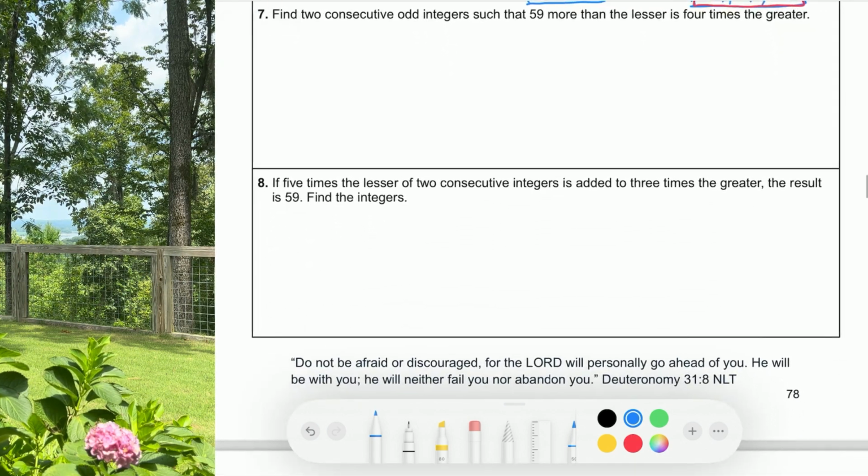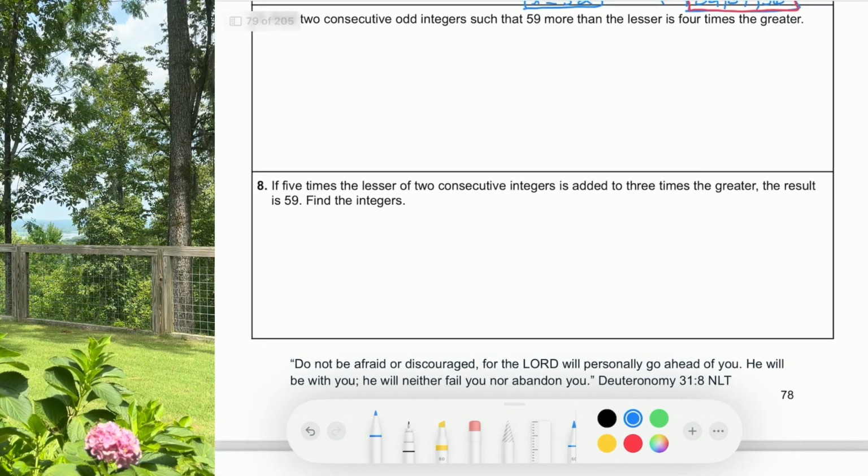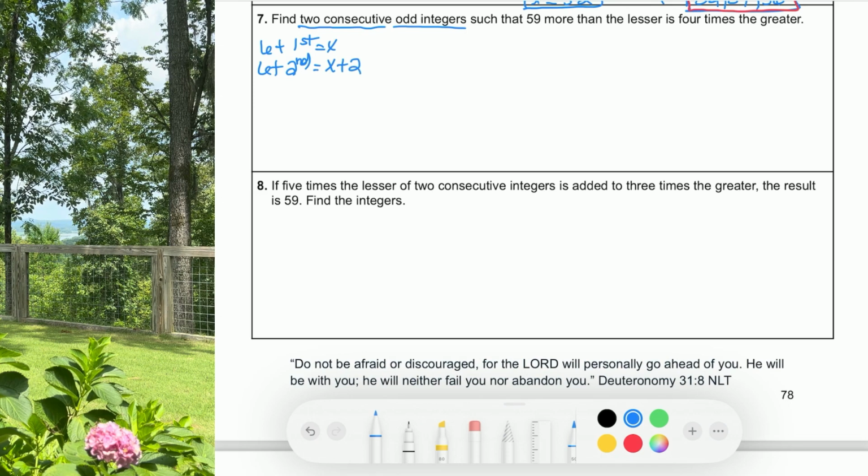All right, let's scroll up to number 7. Number 7 says, find 2 consecutive odd integers such that 59 more than the lesser is 4 times the greater. Okay, so we're dealing with consecutive integers again. They want us to find 2 of them, and we're talking about odd integers. So let's first put out our key. Let the first equal x. Let the second equal x plus 2.